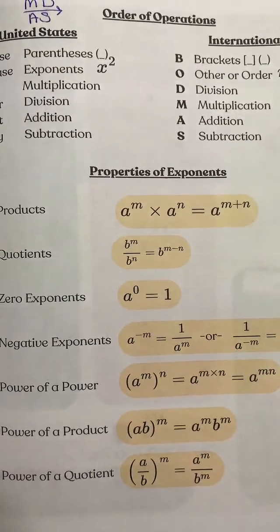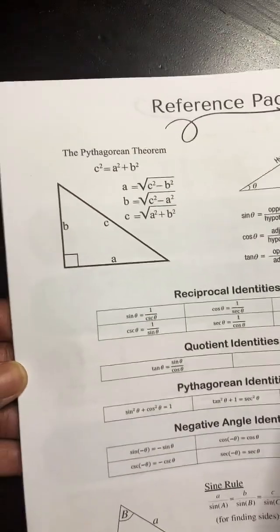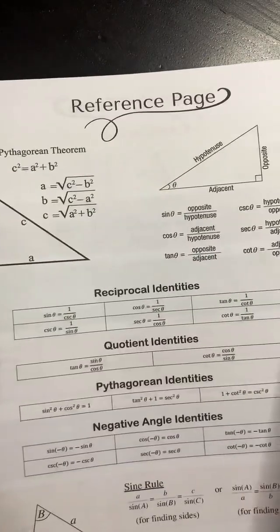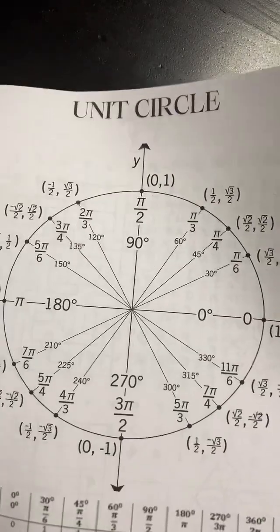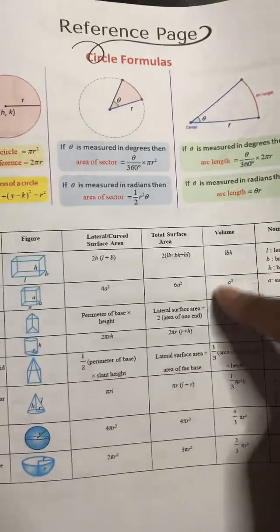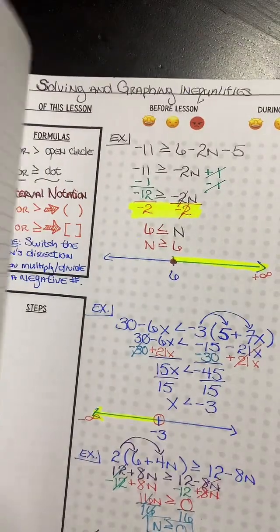So back to the book. We have our properties of exponents, order of operations. Then we also have our Pythagorean theorem, SOHCAHTOA, lot of trig, and the unit circle. And there's a couple other things as well with volume and surface area. So it's not just a place to have your notes, okay? You can have like a whole bunch of notes.